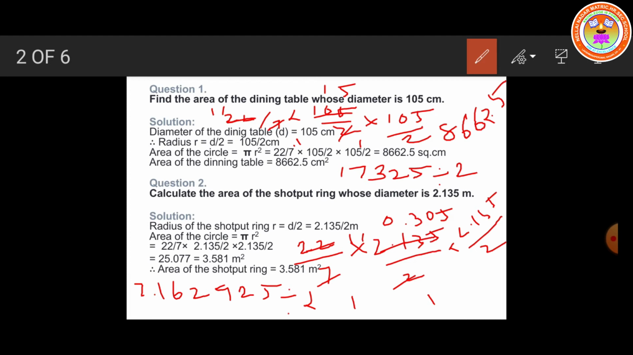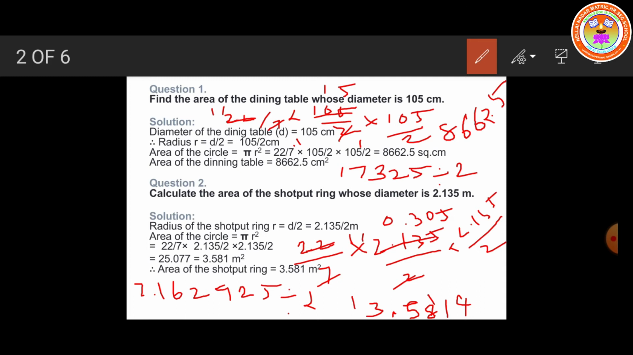So you have to divide by 2. How many times? 3 2s are 6, 3 point. Next, 5 times: 5 2s are 10. Then balance 1, 16, 8 times. Next, 2 is 1 time. Okay. Next 9 is how many times? 4 times. Okay, we are going to take the 3 digit number only, about 3.581 meter square. Can you understand all of you?